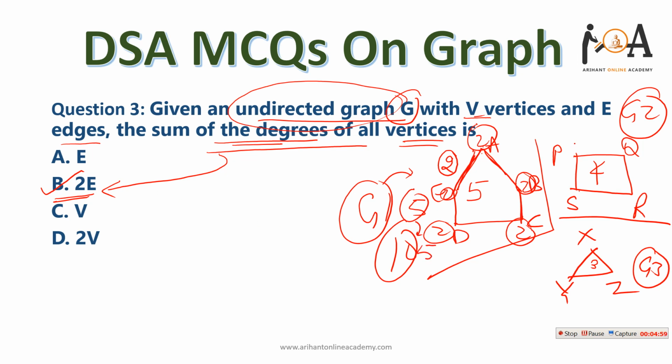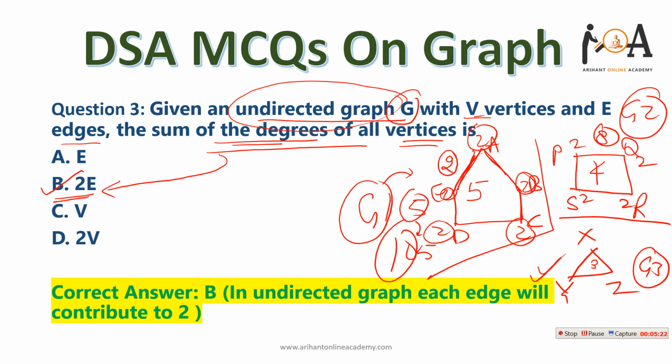Here you can say that in P, Q, R, S, what is the degree of P? 2. What is the degree of Q? 2. What is the degree of R? 2. What is the degree of S? 2. That is why you can say that 4 edges are there, so the total sum of degrees is 8, which is nothing but 2E. Similarly, you can apply it in this graph too. I hope it is clear to you.